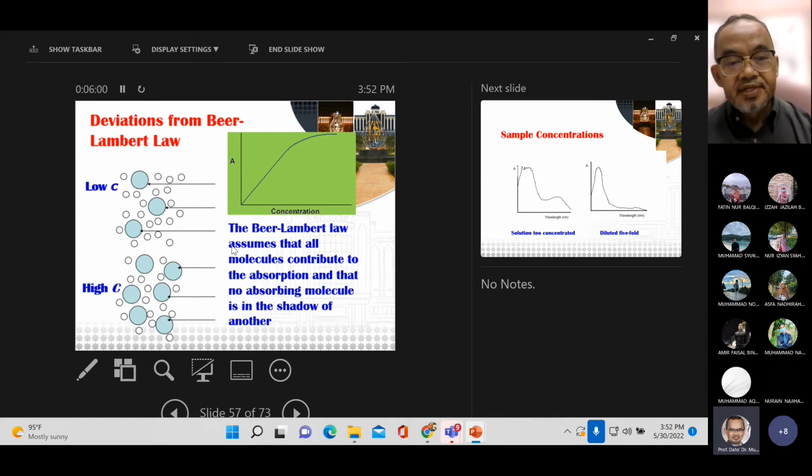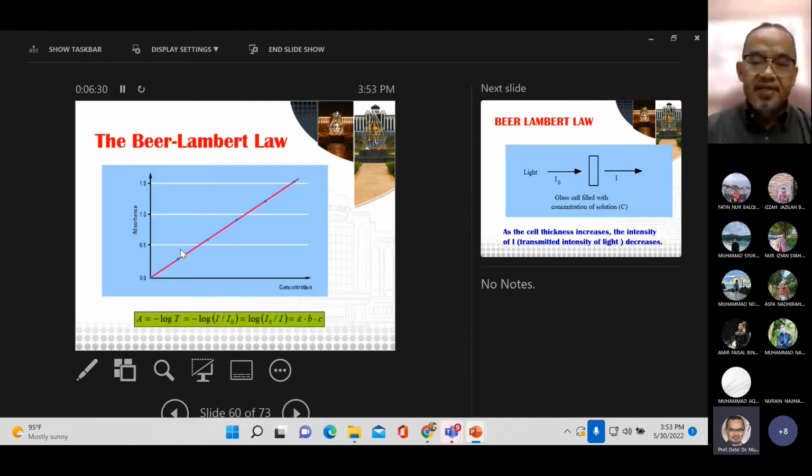So the other thing is that we can only use Beer-Lambert at lower concentration. At higher concentration, not many molecules in that solution will be exposed to the light. As a result, only the front layer or the front molecules are going to absorb the light, but the rest at the back, basically there's nothing. I think that's about all.